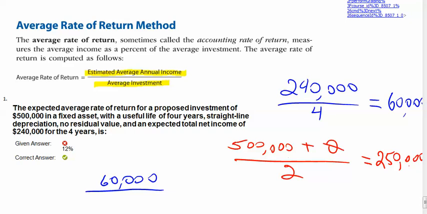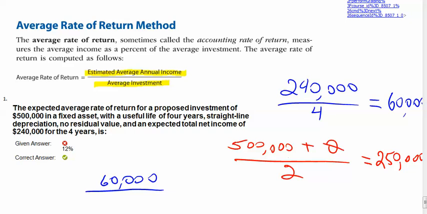This is an important concept a lot of people get a little confused with. Even though I have a residual value of 0, I still have to divide it by 2. If the residual value in this case were, say, 20,000, as a side note, it would be 500,000 plus 20,000 residual value, or 520,000 divided by 2. But in this case we had a 0, so I'm going to divide it by 2, and come up with an average investment of 250,000.